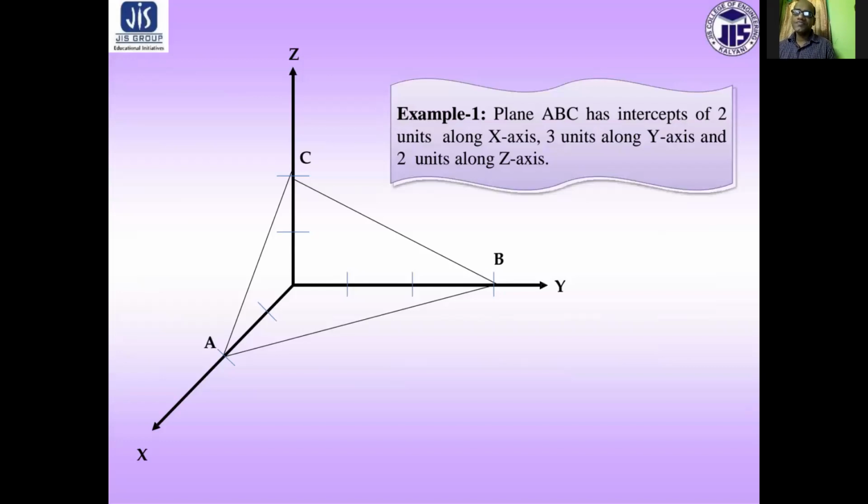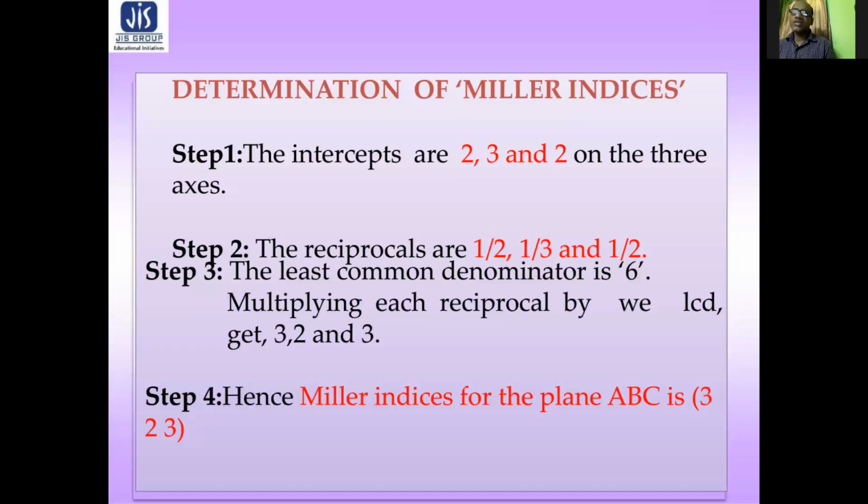For example, plane ABC as shown in this figure has intercepts of 2 units along the x-axis, 3 units along the y-axis and 2 units along the z-axis. So we need to find the Miller indices of this plane, that is the ABC area. So how do we determine the Miller indices?